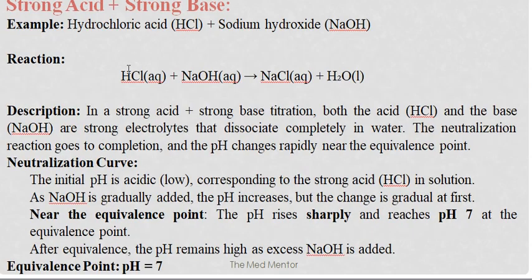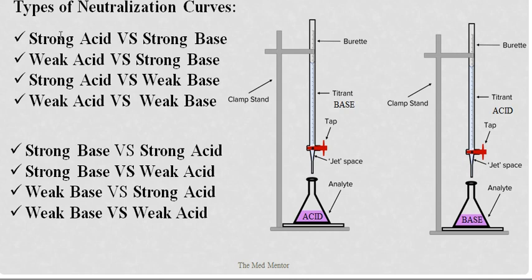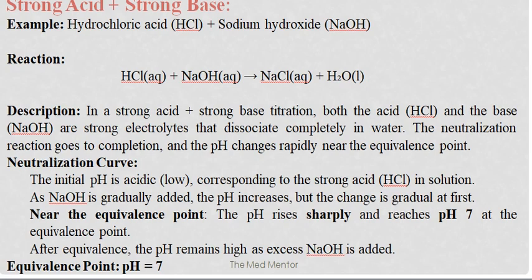First, we have to show only the 4 main types: strong acid versus strong base, weak acid versus strong base, strong acid versus weak base, and weak acid versus weak base. So first, strong acid and strong base. For example, we use hydrochloric acid and sodium hydroxide. The reaction between HCl and NaOH obviously forms a sodium salt and releases water. Here, both the acid and the base are strong.